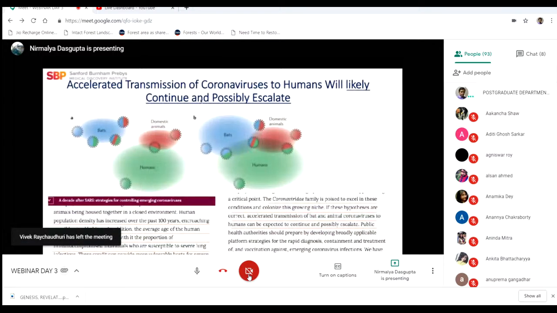And you are right. Another thing, when bats are stressed, they shed more viruses. And if we destroy their habitat, they will be in stress and they can shed more viruses to us.